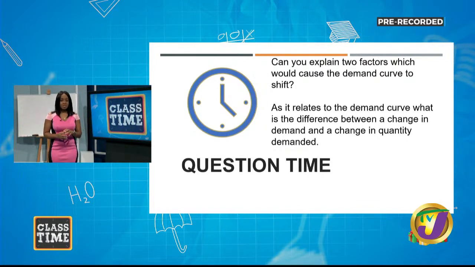Now, what is the difference between the change in demand and the change in quantity demanded? If you said that the change in demand refers to a shift of the demand curve, then you are also correct. And if you said that the change in quantity demanded means that there has been a change in price and a movement along the demand curve, then you're also correct. So well done.